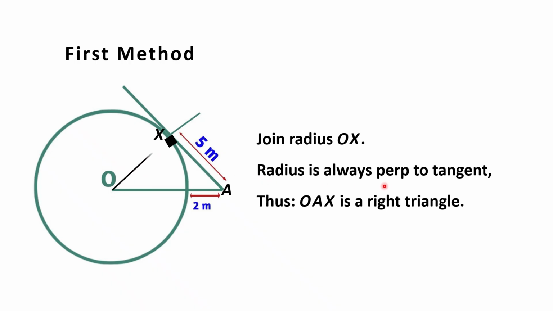Now radius is always perpendicular to the tangent. OX is the radius. You are joining the center and the point of contact. So OX is the radius and radius is always perpendicular to the tangent. So what we get is a right angle triangle. OAX is a right angle triangle.